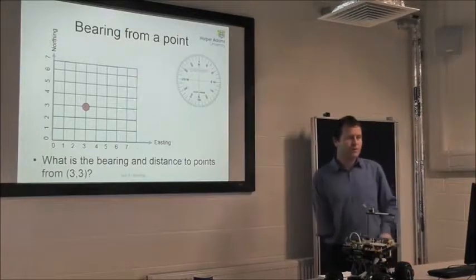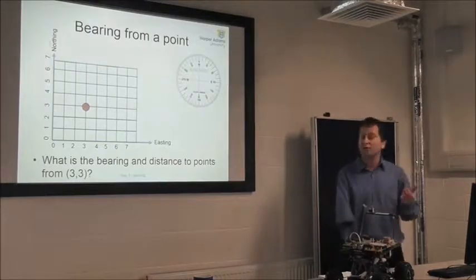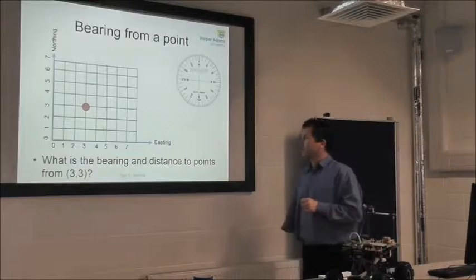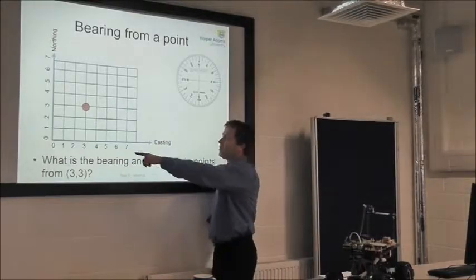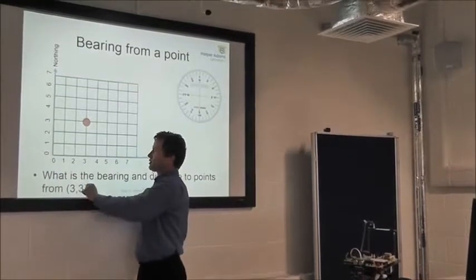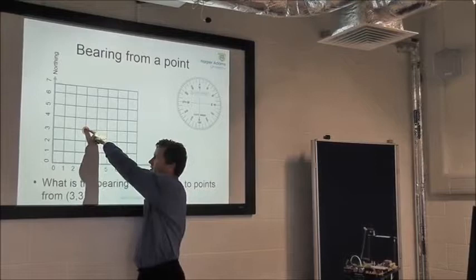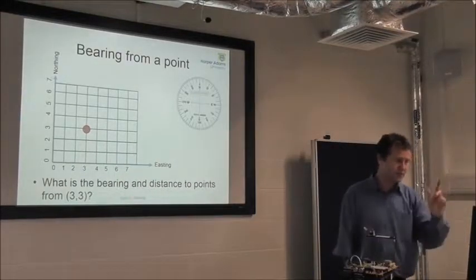So what I'm going to do now is talk about bearing from a point and introduce a function which will tell you the bearing to the point, but I'll show you how it works. What we're going to look at is the bearing and distance to the points from 3, 3. So that's 3 on this one and 3 this way. Okay, 3, 3. So we always start off with x first, don't we, and then y.